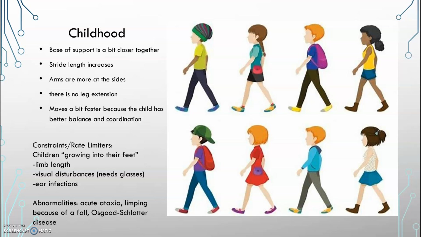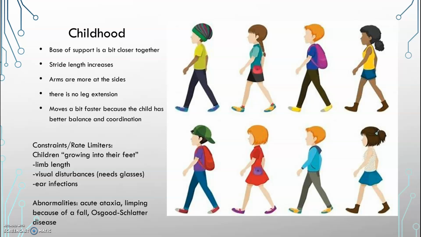Some of the constraints would be environmental changes in the sense that this toddler now begins to explore. It starts body scaling, meaning that he or she tries to see if it can overcome environmental constraints, such as climbing stairs. Children begin growing into their feet, which is commonly seen when children tend to trip over themselves. Other possible constraints would be visual disturbances, such as needing glasses, or ear infections, which can cause balance disturbances as well.